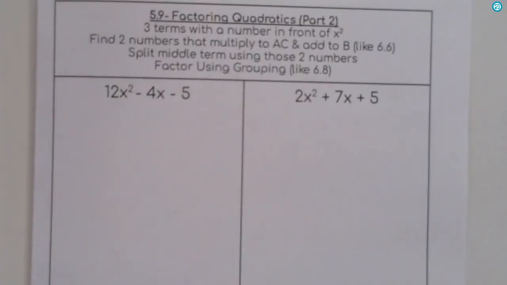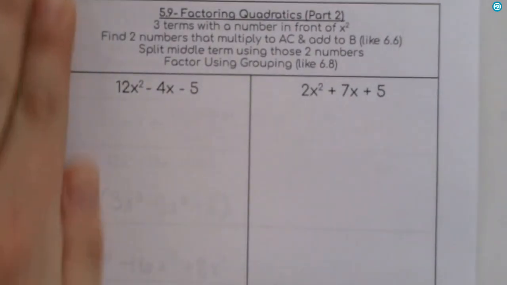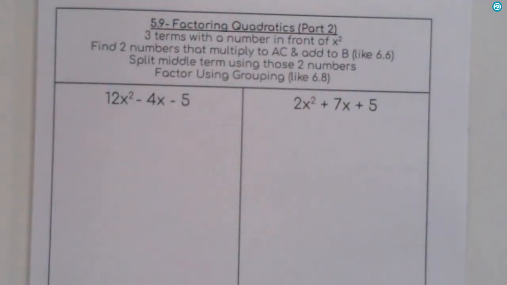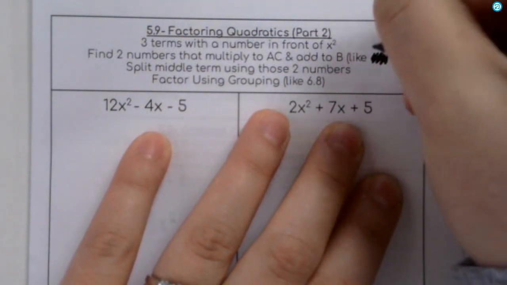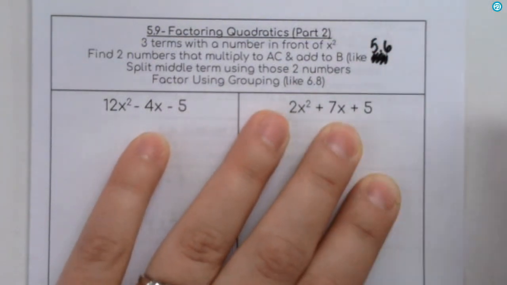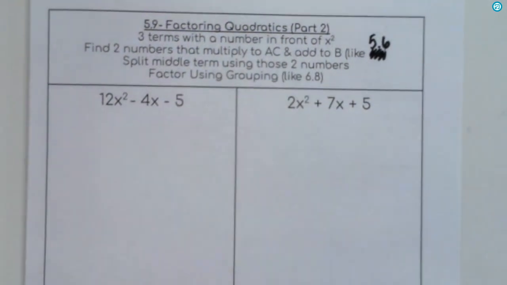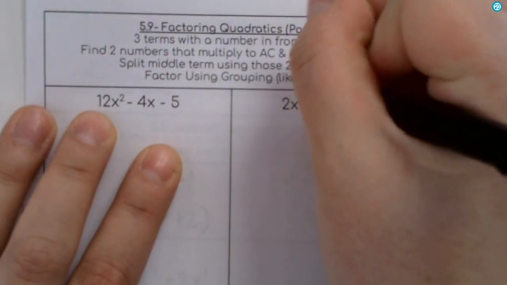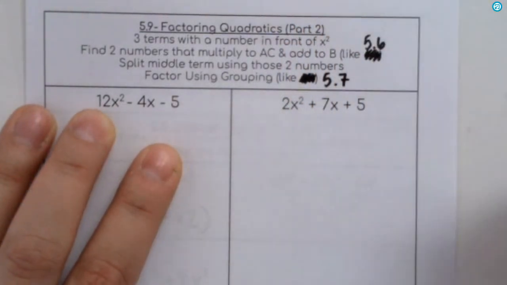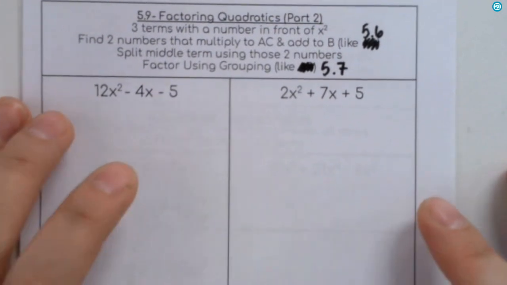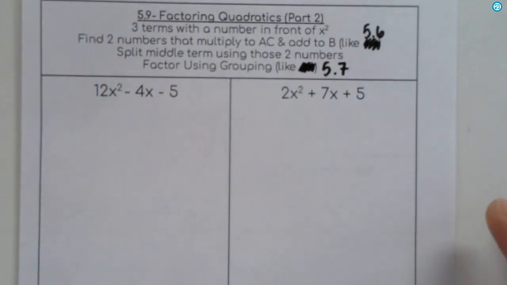Hey, the last section that we're going to review real quick is 5.9. 5.9 is the method that we use to factor when we have 3 terms with a number in front of x squared. We find 2 numbers that multiply together to be AC and add to B, and that should say like 5.6. I forgot to change those from last year. Then we split up our middle term using those 2 numbers, and we factor by grouping like we did in 5.7. Again, forgot to change those from last year. So make those 2 tiny edits, and then we are going to get started.